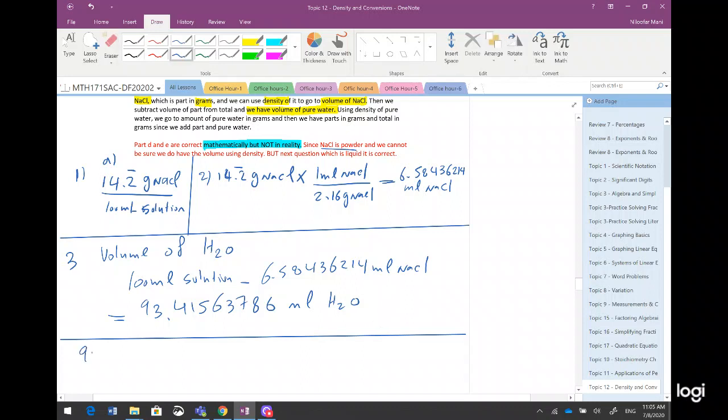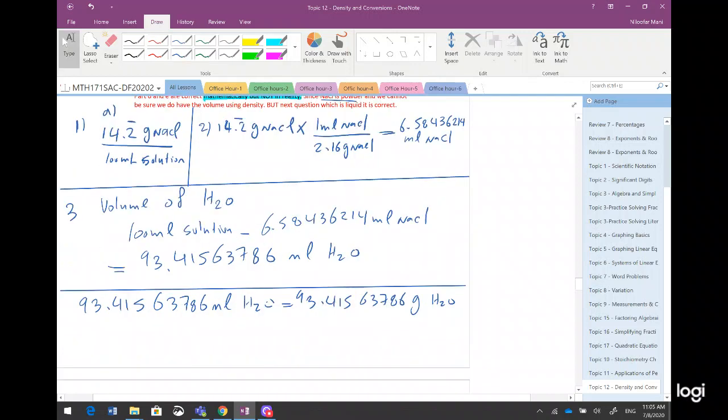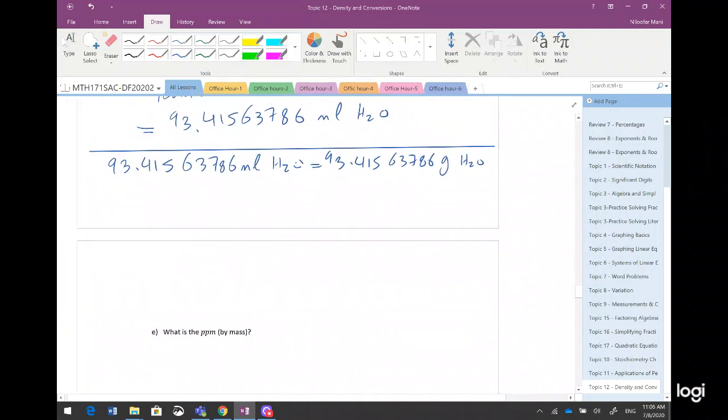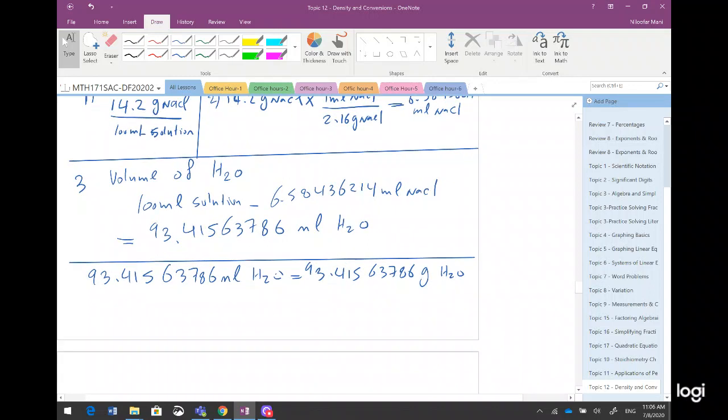So 93.41563786 milliliter of water is 93.41563786 gram of water. Okay, good. So now I have the gram of water here.